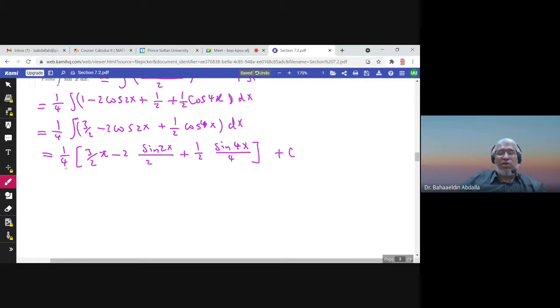Just arrange. So 1 over 4 times 3 over 2 would be 3 over 8x. 2 cancels with 2, and I'll have negative 1 over 4 sine 2x. And here, 1 over 2 times 4, 1 over 8. And there is 1 over 4 here. So I'll have 1 over 4 times 8, or 32 sine 4x plus c, and this is the integral.